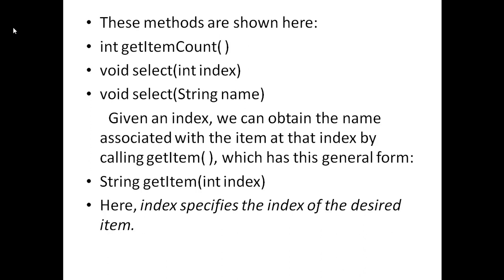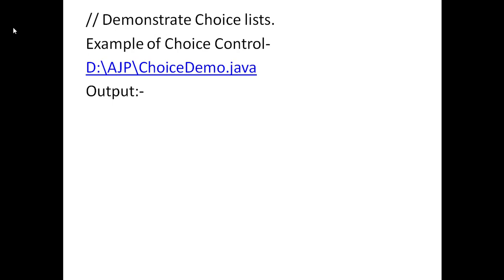These methods are shown here: int getItemCount, void select(int index), void select(String name). Given an index, we can obtain the name associated with the item at that index by calling the getItem method, which has the syntax: String getItem(int index). Here index specifies the index of the desired item. Like this, a number of methods are provided for the choice control.